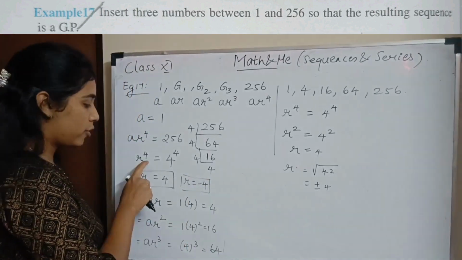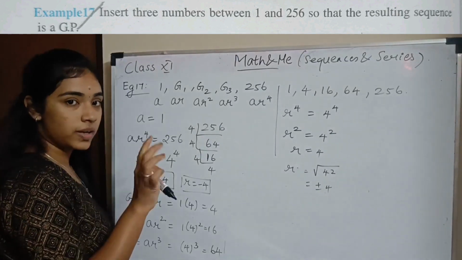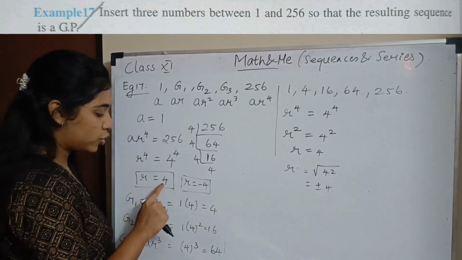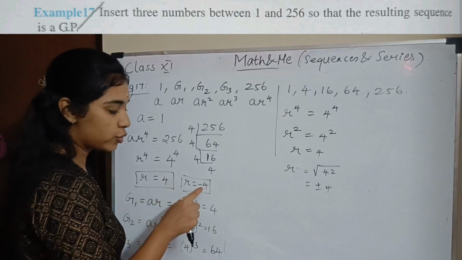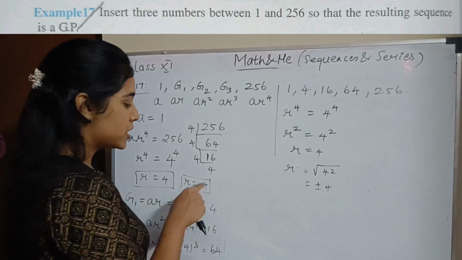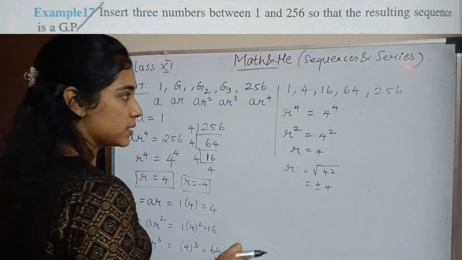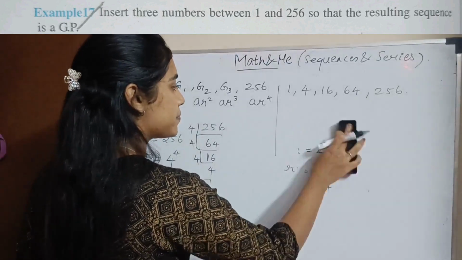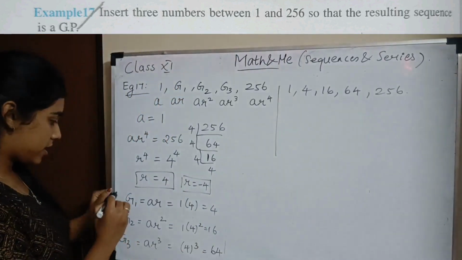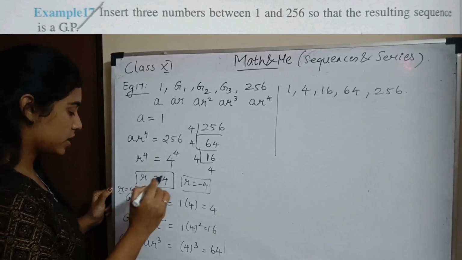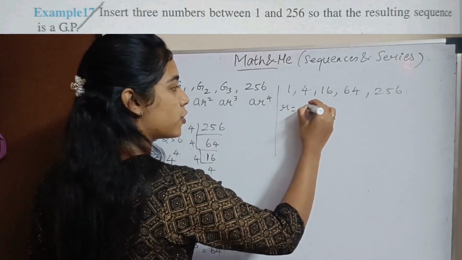And you have 4 different roots. R to the power 4 will have 4 different roots. You have 2 roots which are 4 and you have 2 roots which are minus 4. Correct? So don't omit the negative symbol. So what is your other GP? So this is when your r is 4. What if your r is minus 4?